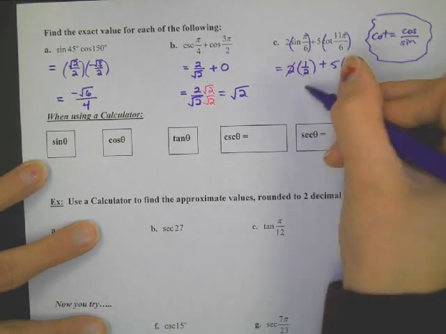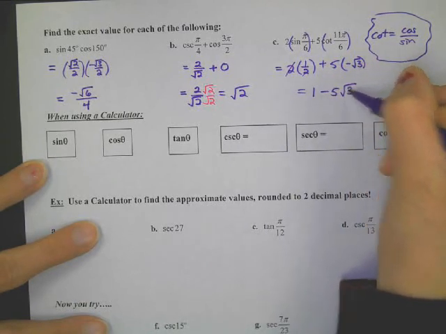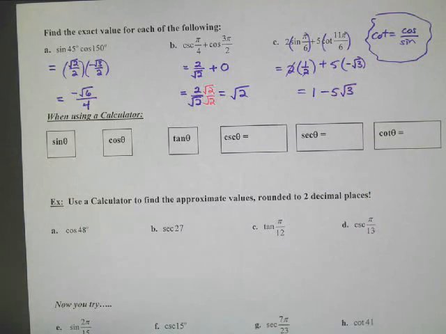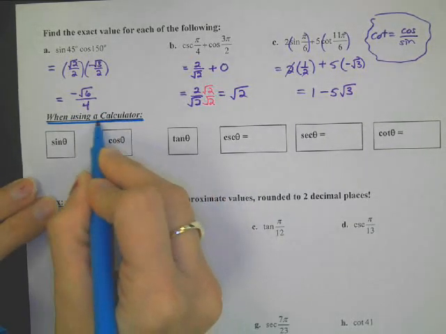This cancels here, so we have 1 minus 5 radical 3. Okay? So you might be asked to do some little problems with the unit circle values. Okay, now it is the portion of the lesson where we have to use our calculator.